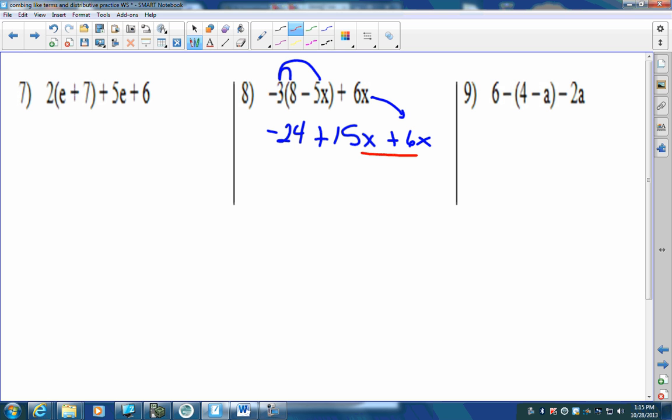Now I can put together my x's. So I get negative 24 plus 21x. Or you can write it 21x minus 24. Both of those things mean the same.